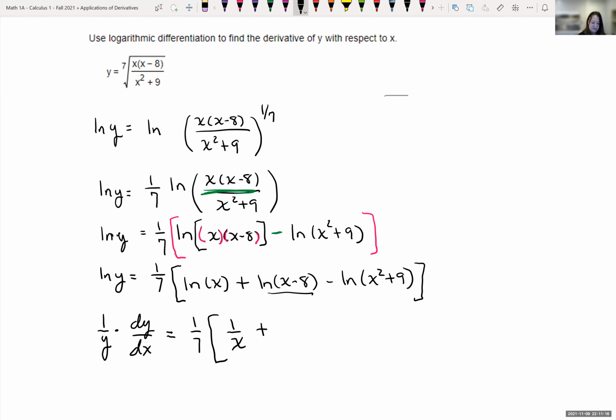the derivative of natural log of x minus 8, which is 1 over what we're taking the natural log of, x minus 8, times the derivative of the inside, but that's just 1, minus the derivative of this natural log of x squared plus 9 is 1 over what we're taking the natural log of, x squared plus 9, times the derivative of the inside. And the derivative of the inside in this case is 2x.